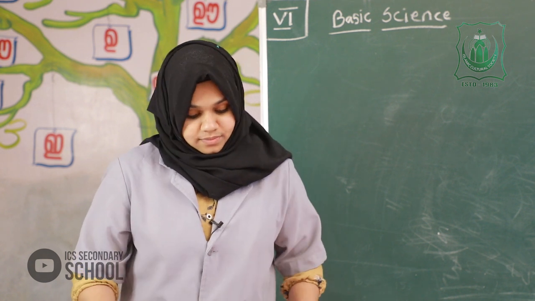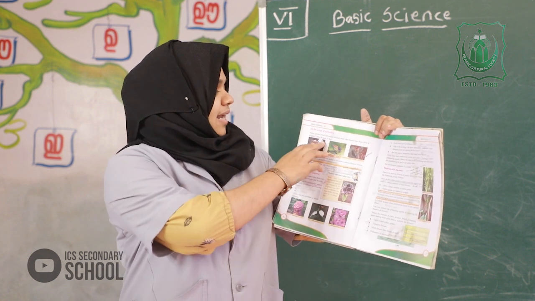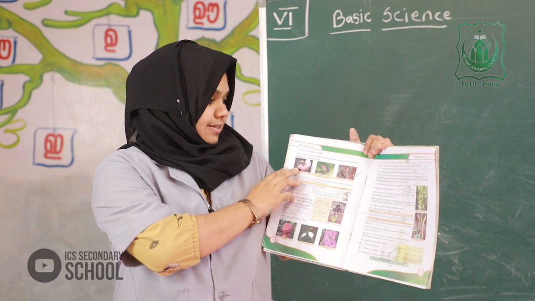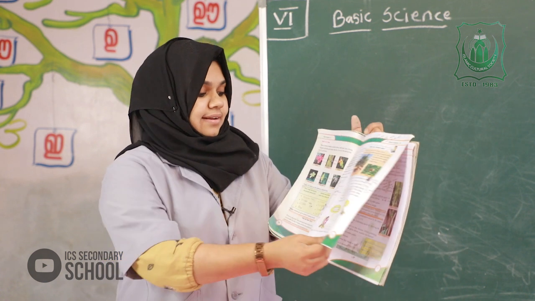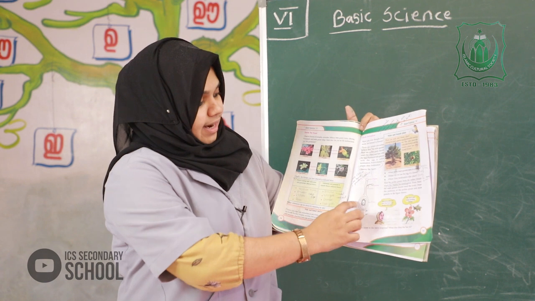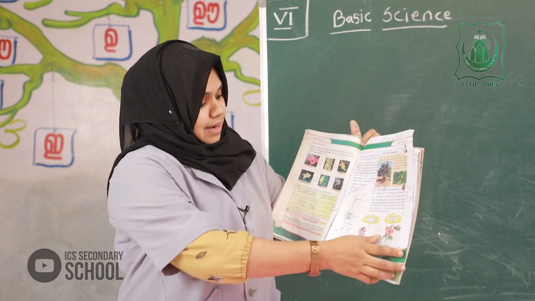Next, all of you take page 36. Pollen grains from the anther should reach the stigma first. What is the path from there to the ovary? Yes, from stigma to ovary. You can draw it from stigma to ovary.